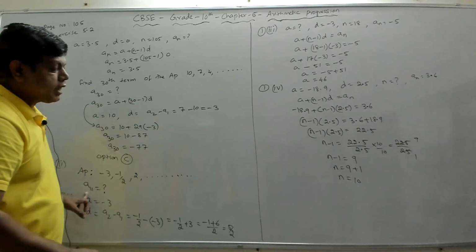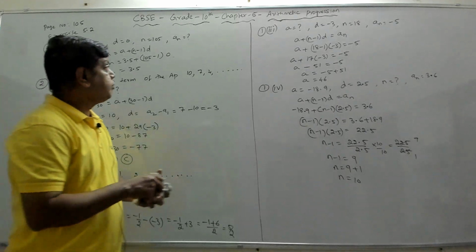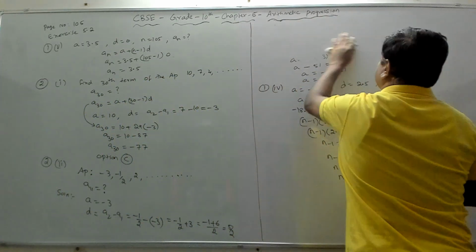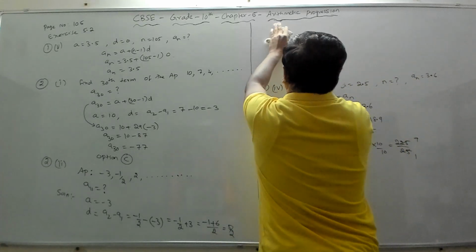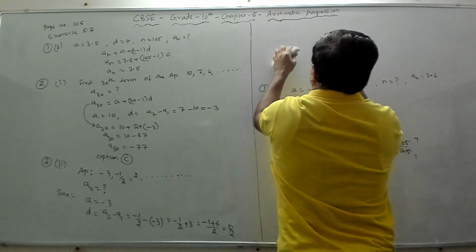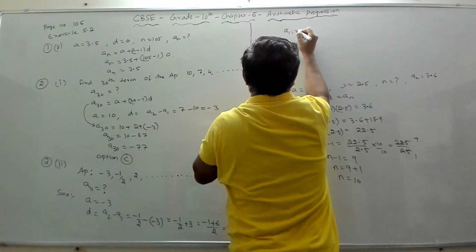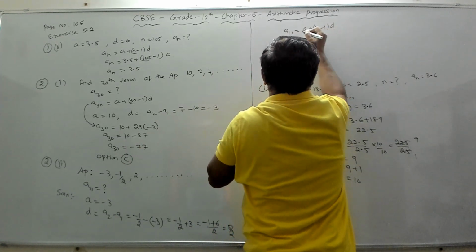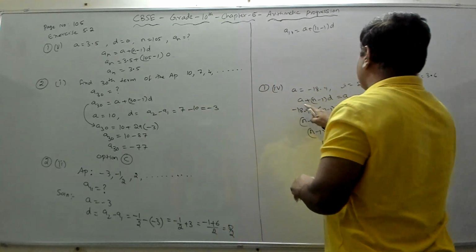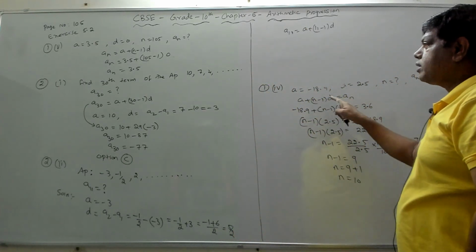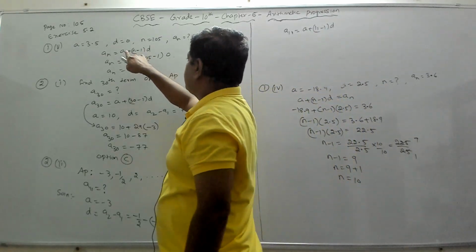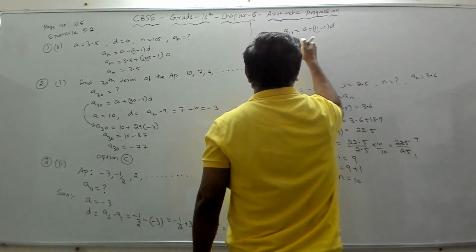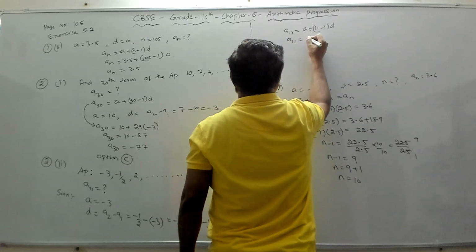Now let's calculate A11. What is A11? The formula is A plus 11 minus 1 into D, because AN is A plus n minus 1 into D. In this I am putting A11, which means I put 11 minus 1 into D. So A11, the 11th term, is what we have to find.